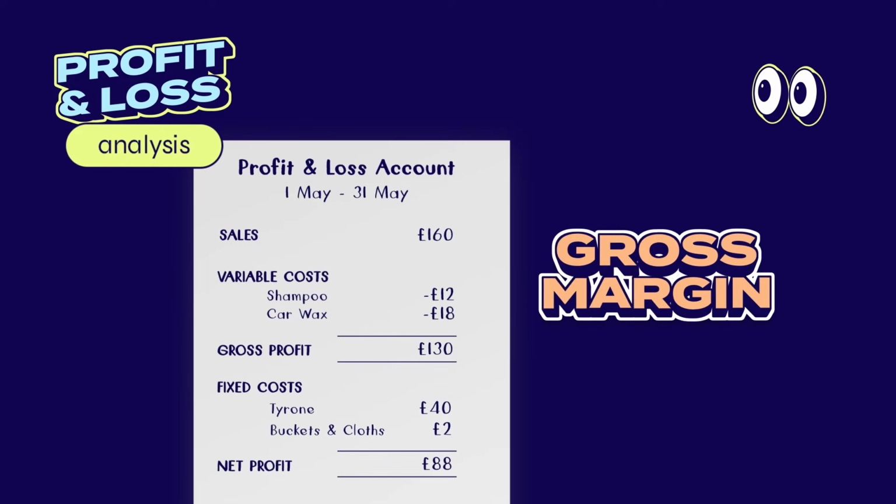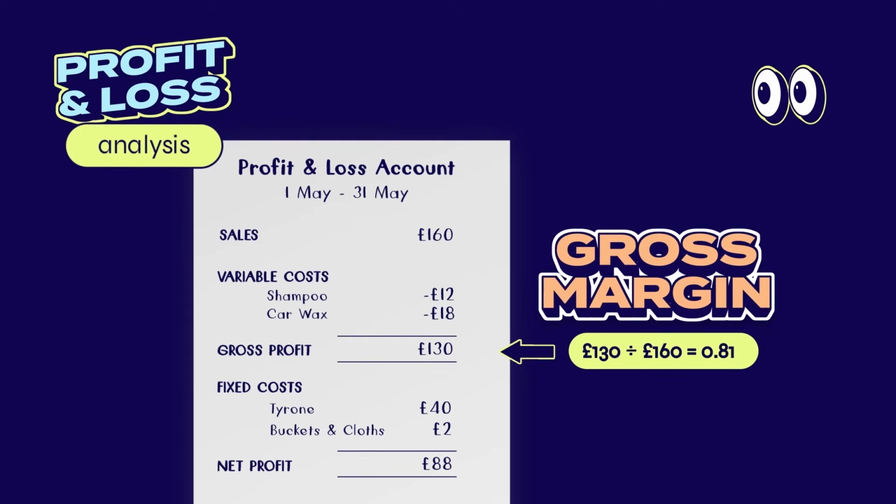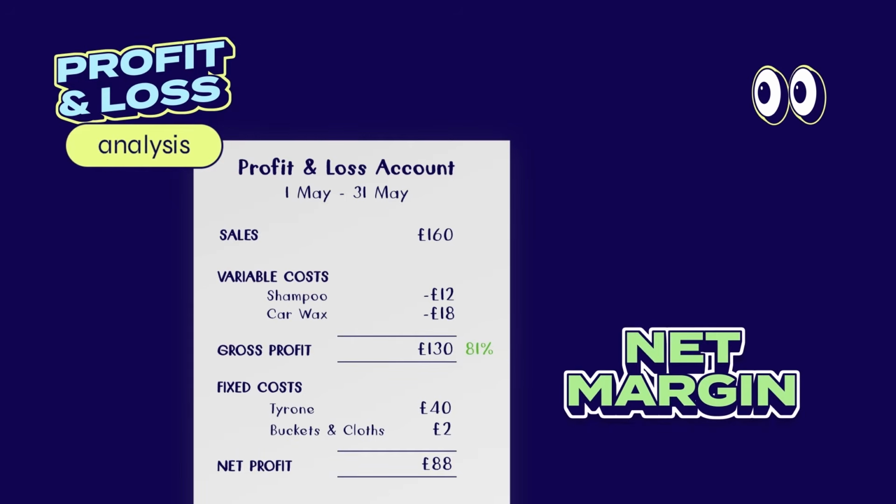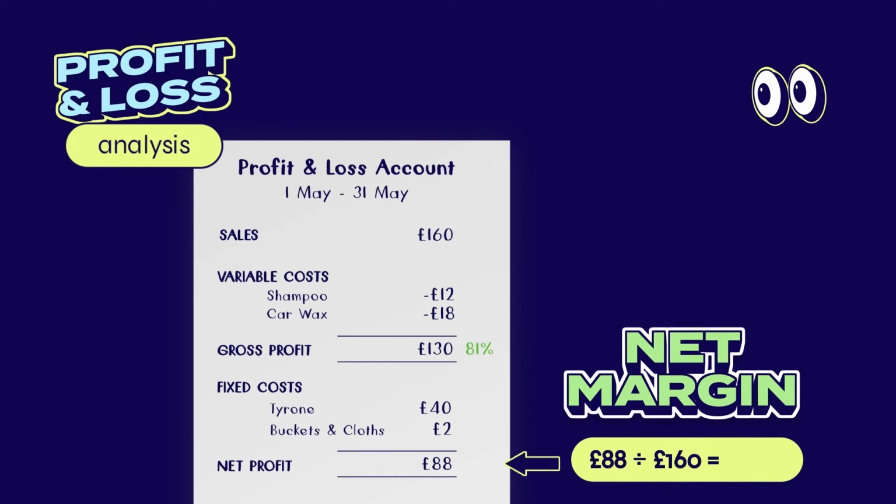His gross margin is calculated as his gross profit of £130 divided by his £160 of sales, which is 81%. And his net margin is calculated as his net profit of £88 divided by the sales of £160. And his net margin is 55%. And that's pretty good as well.